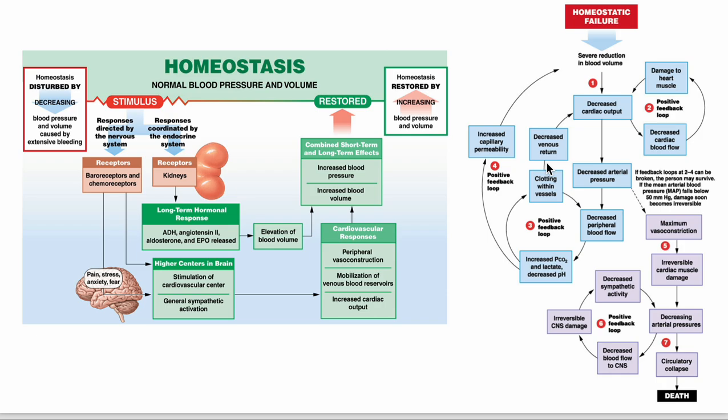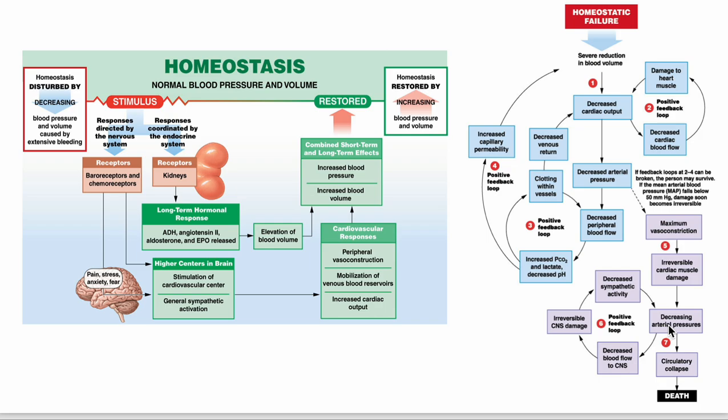So we've got 3 positive feedback loops as a result of loss of blood volume, all of which are taking us further away from our normal homeostatic range. And if we can't interrupt all of those positive feedback loops, then what's going to happen is over here in purple, we're going to see maximum vasoconstriction, irreversible cardiac muscle damage, which ultimately will lead to decreasing arterial pressure and circulatory collapse, which will lead to death. And you can see we even have, just as an added bonus, another positive feedback loop here.